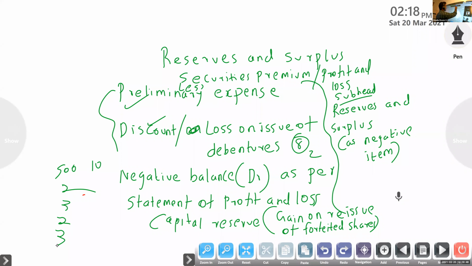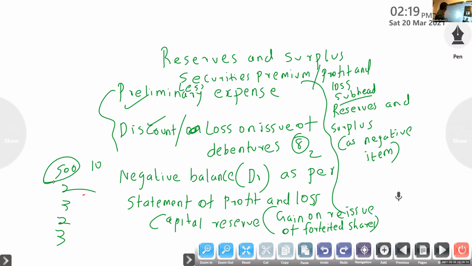So in this case, what can the company do? The company can forfeit the shares. Forfeiting the shares means the company can cancel the shares. So these 500 shares that we cancelled, I can reissue to Tomlin.